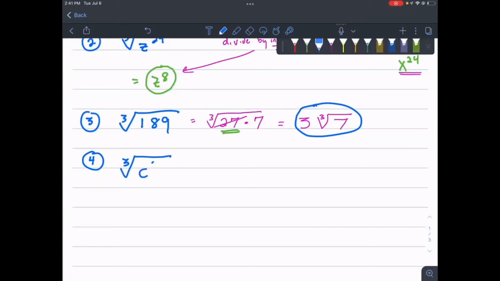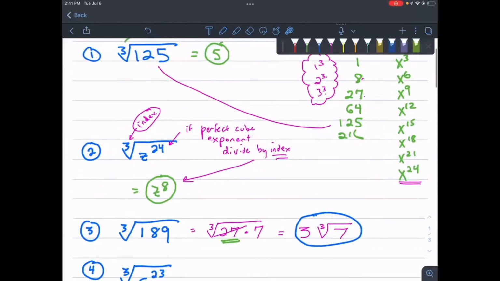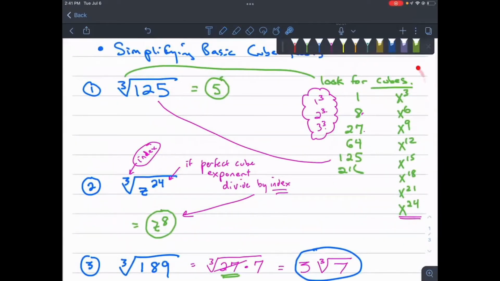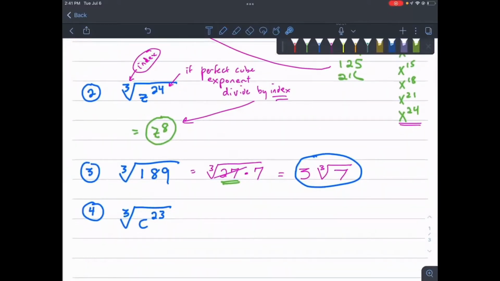Cube root of c to the 23rd. So here we're talking about variable exponents. If you look over at our list, and hopefully you'll make a list of cubes and keep it at hand so you can reference it, c to the 23rd is not in our variable exponent list, but 21 is the largest one we can fit in there.